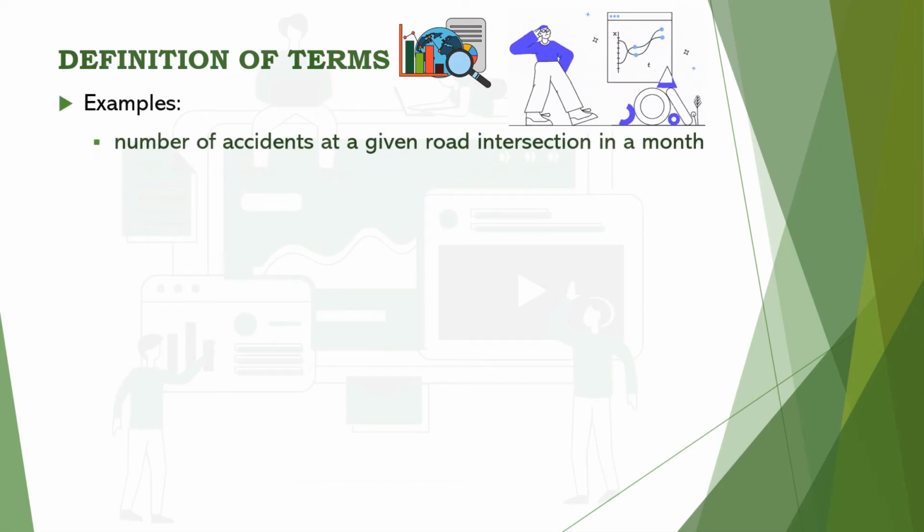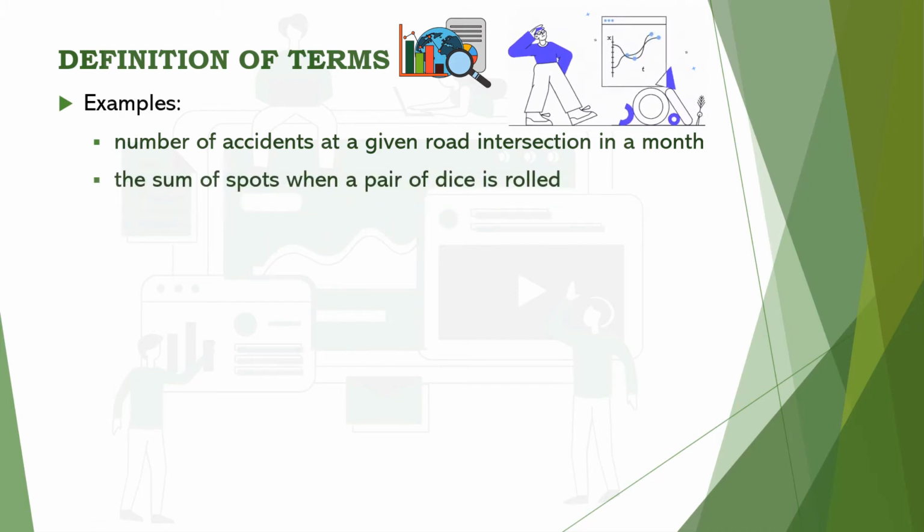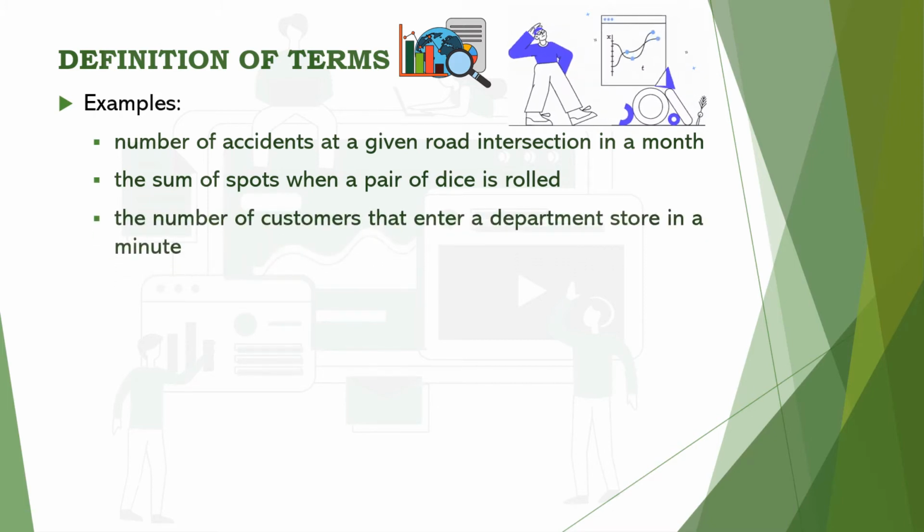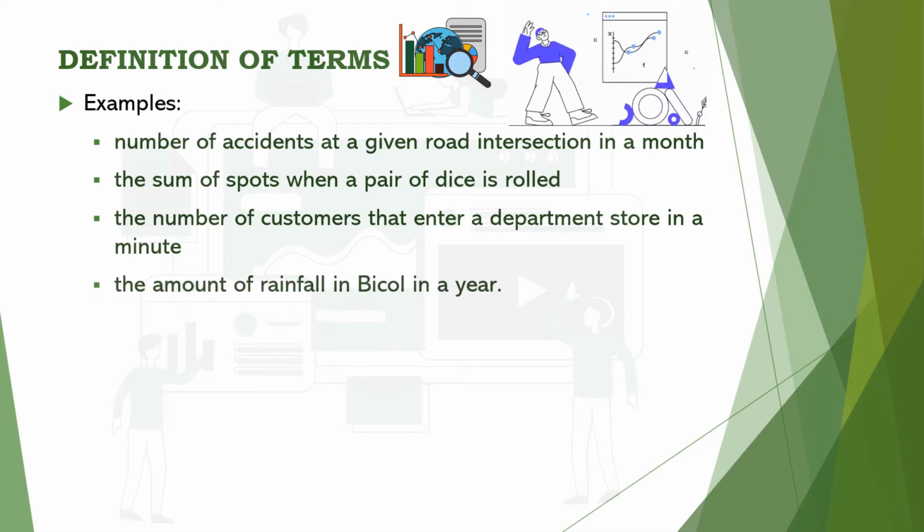First, the number of accidents at a given road intersection in a month. To illustrate, we all know that its values depend on many factors that are random and change from month to month. Therefore, it is not a fixed quantity. We also have the sum of spots when a pair of dice is rolled, the number of customers that enter a department store in a minute, the amount of rainfall in Bicol in a year.